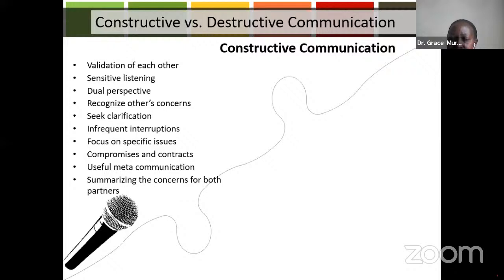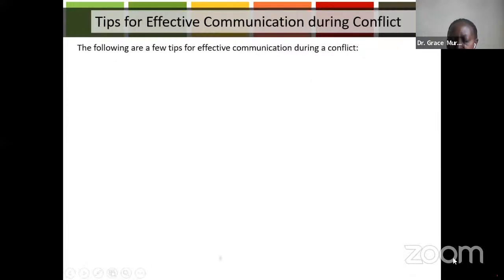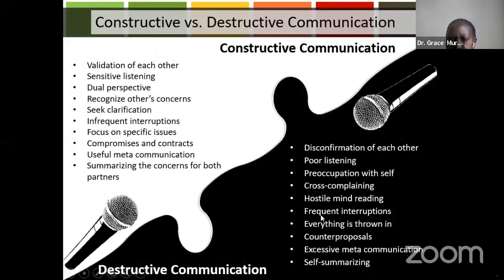Let's look at the destructive communication. The destructive one, sorry. The destructive communication, if you look at the bottom here, this one up here we have discussed. Look at the bottom on your right at the bottom there. This confirmation of each other, which is the opposite of validation. Okay, I think you're powerless. Who are you? Who are listening? You don't care. You're just talking. The monologue I'm talking about.